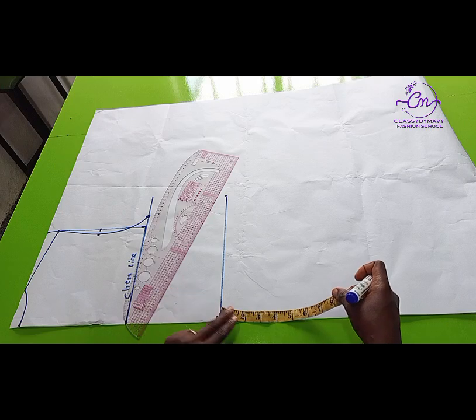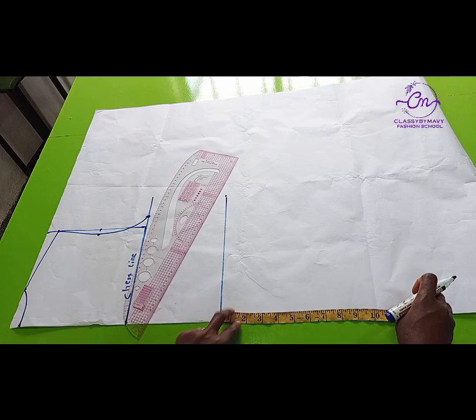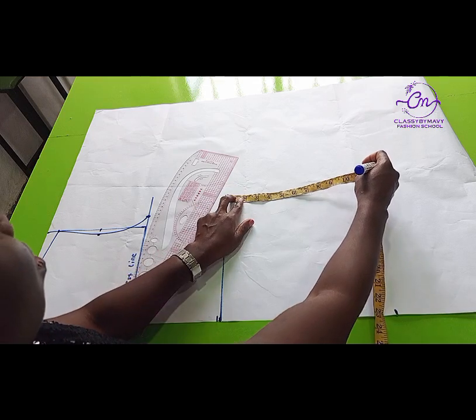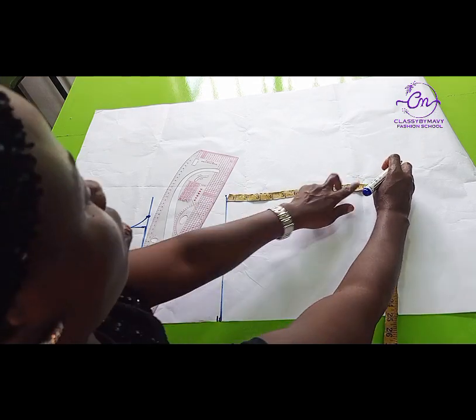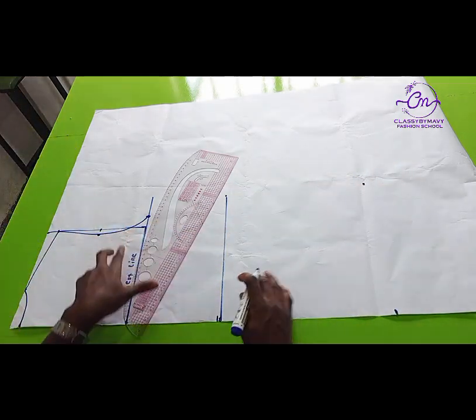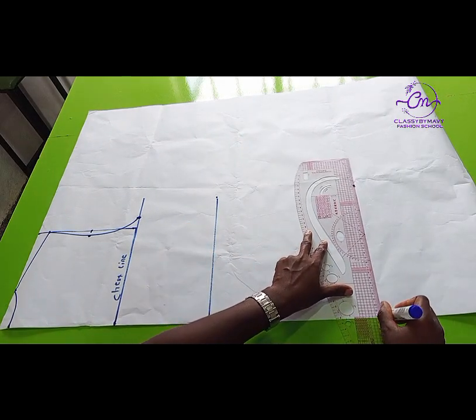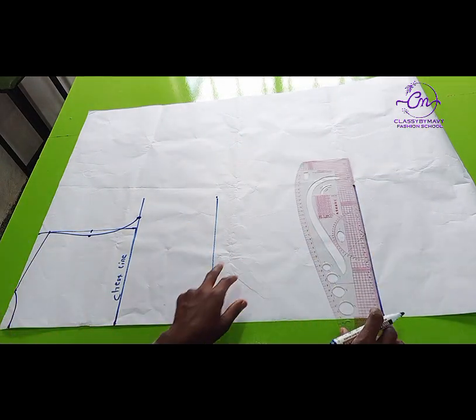From this back half length, I'll be going down by 11 inches. That will be the length of the jacket I am drafting. I'm going down by 11 inches. I have also marked, and I will be linking the 2 points also to get a straight line.